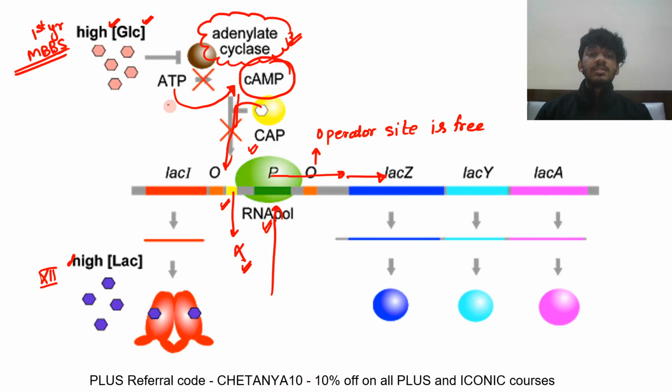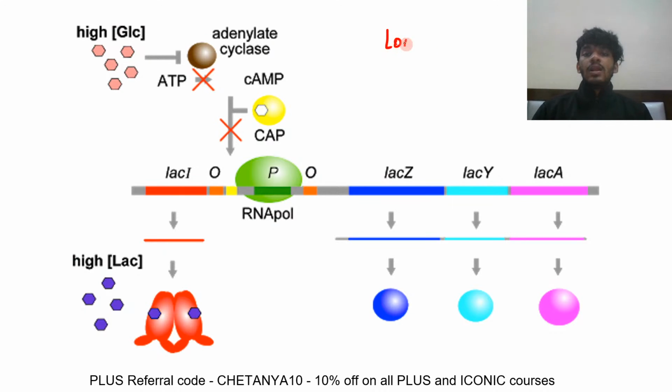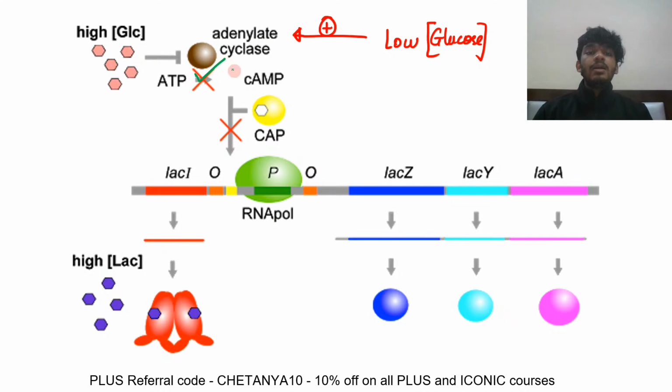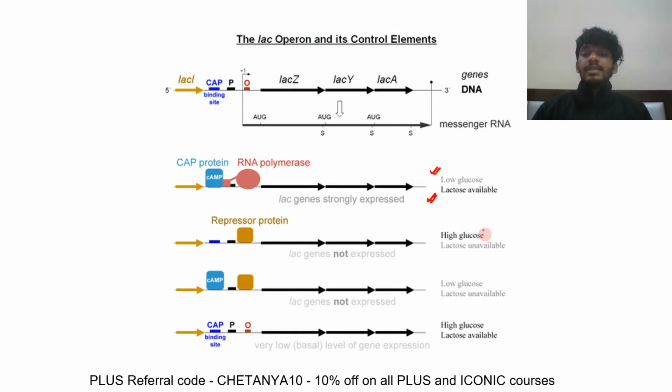So if I reverse this, and say there is a low level of glucose, what will happen? That will activate the adenylate cyclase, which causes conversion of ATP to cAMP, and that will enhance the binding of the CAP protein and cAMP. They will join together, and that will go and bind to the CAP site. So it's all a game of the cAMP levels. cAMP levels will regulate the binding here, right? You get it? So now let's see 4 cases.